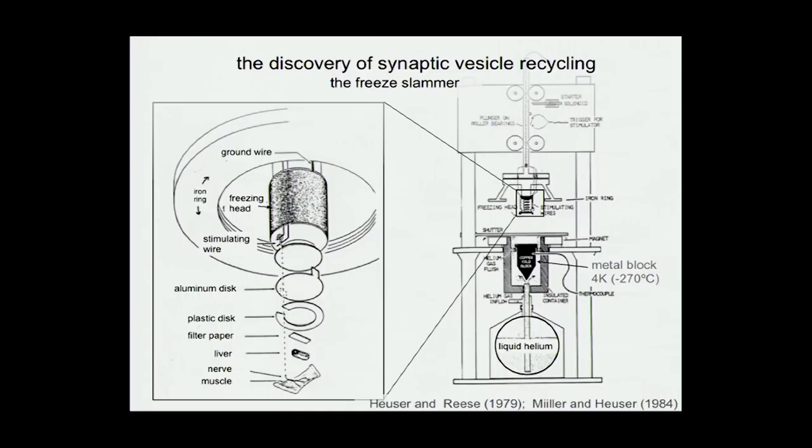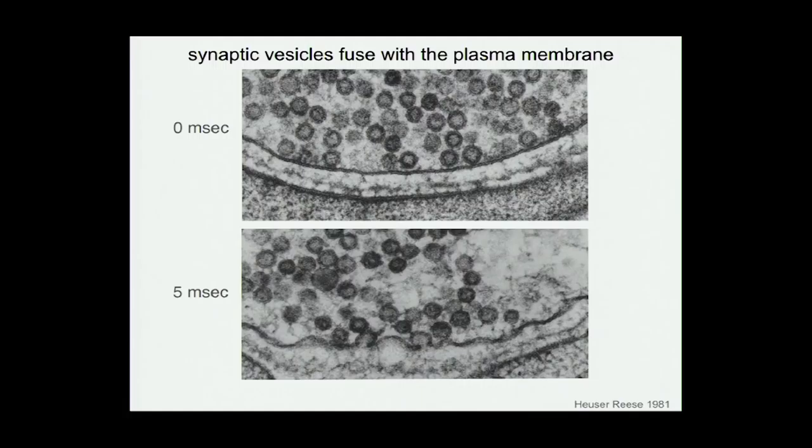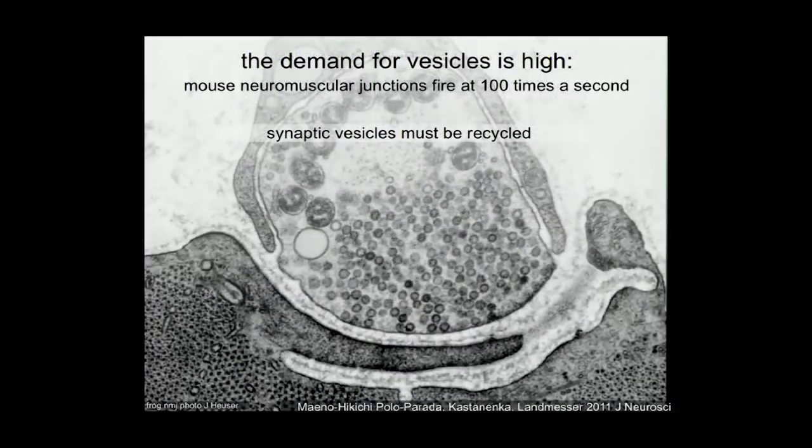And then they could ask whether the vesicles actually fused. And this is the image they got out of that. Absolutely spectacular. So here is a frog neuromuscular junction, which has not been stimulated. You can see that there are vesicles that are docked at that surface. And stimulated and then frozen 5 milliseconds later, you see these beautiful fusions that are taking place of the synaptic vesicles fusing with the plasma membrane and releasing neurotransmitter. So Katz's quantal and vesicle hypothesis was thereby proved.